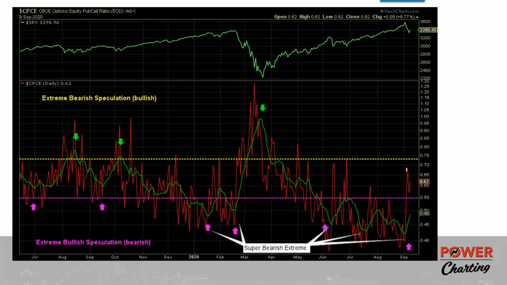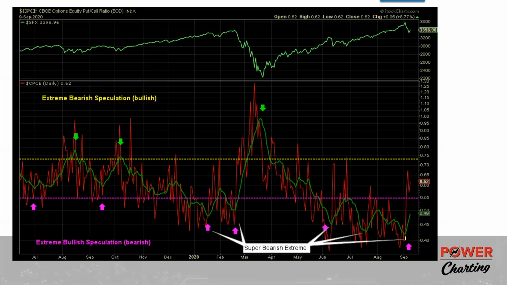We can see this big jump in the daily data of the put-call ratio, but now we're starting to see the 10-day. I think the 10-day ratio average is the one to look at. The question becomes, how high does this 10-day average need to go to create enough bearish speculation, enough bearishness, enough put buying to be able to end the reaction in the stock market?